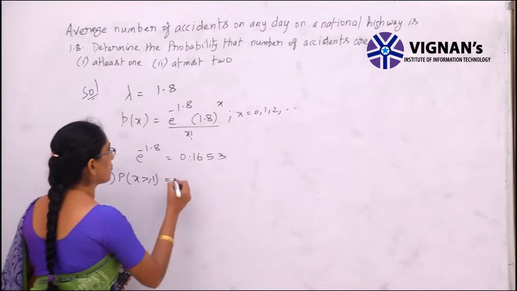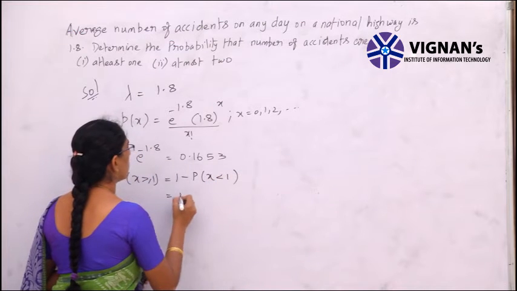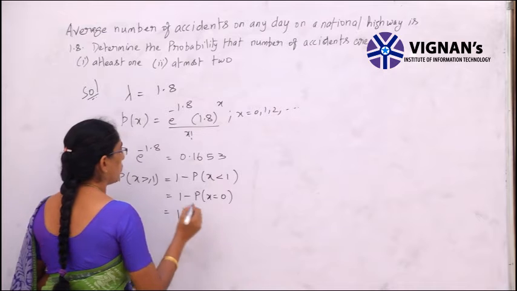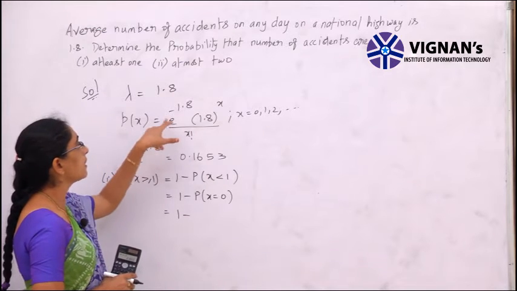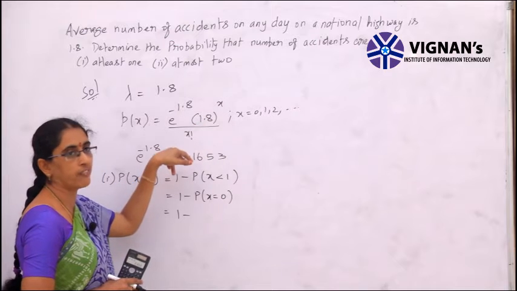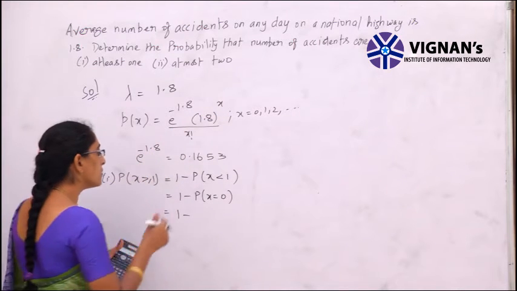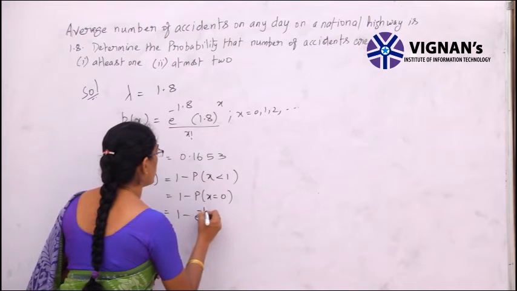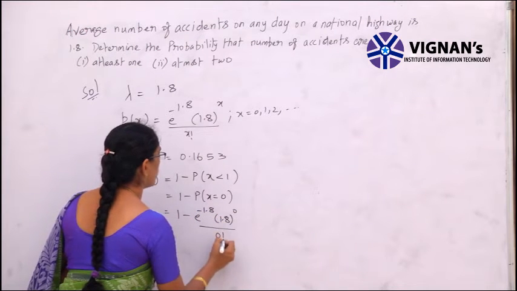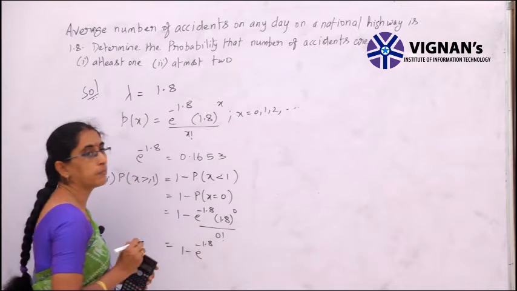So let us use the formula 1 minus probability of x less than 1. That means 1 minus probability of x equal to 0. So x equal to 0 means here e power minus 1.8 into 1.8 power 0 by 0 factorial. So 1.8 power 0 by 0 factorial is 1 only. So it is nothing but 1 minus e power minus 1.8.